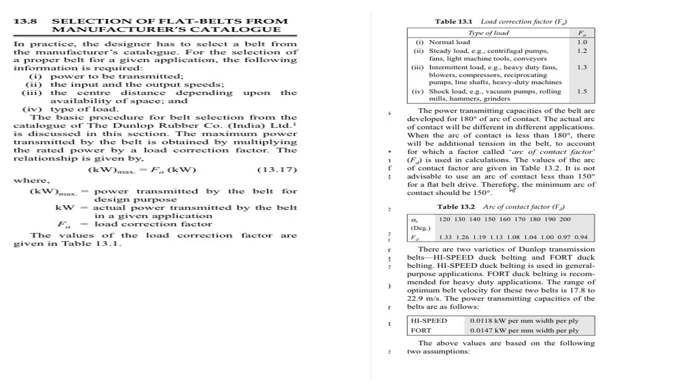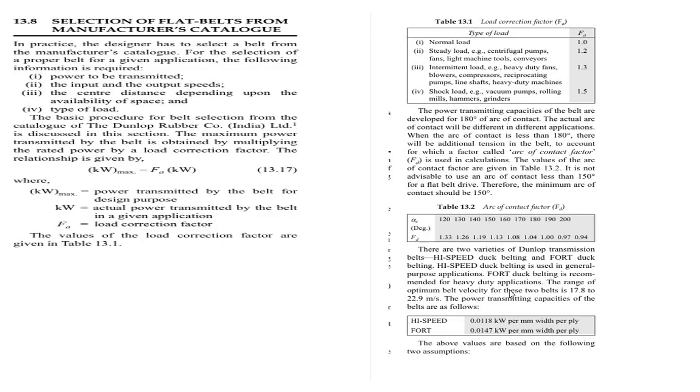After finding the power transmitting capacities, the arc of contact should be 180 degrees. The minimum value for the arc of contact is 150 degrees. If the arc of contact decreases, then similarly the power transmitting capacity will be lowered. So we are going to utilize one factor called the arc of contact factor FD, which will compensate for this effect of arc of contact. The angle varies from 120 to 200 degrees. Then accordingly, FD will range from 1.32 to 0.94.